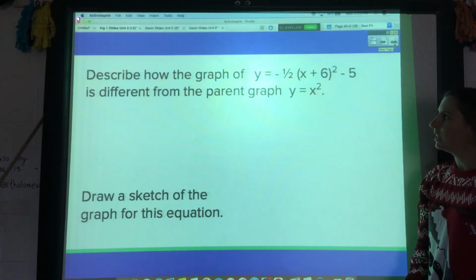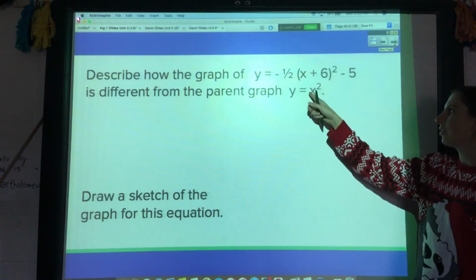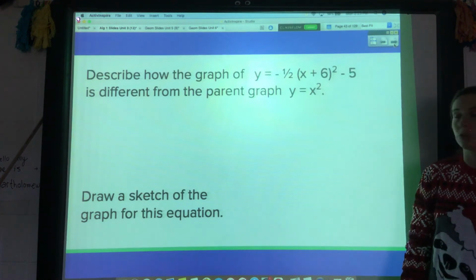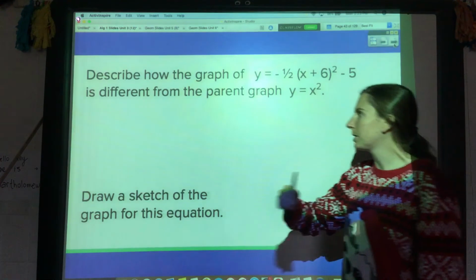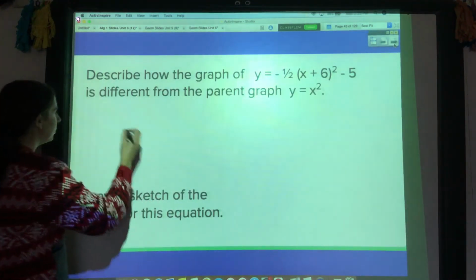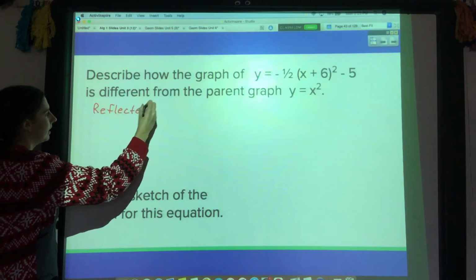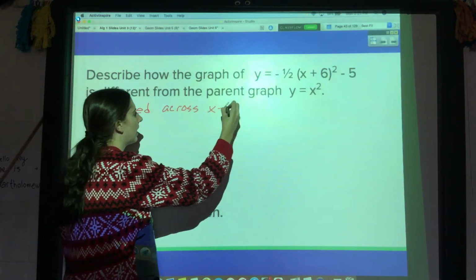This one says, describe how the graph here is different from the parent graph, x squared. Basically, we just need to go through each piece and say what it's doing. The first thing is the negative. The negative flips it upside down. So this new graph would be reflected across the x-axis. So it's reflected, you're going to have to write it in words, across the x-axis.